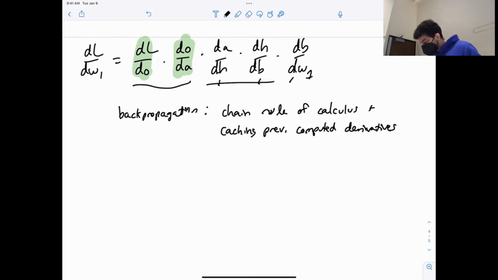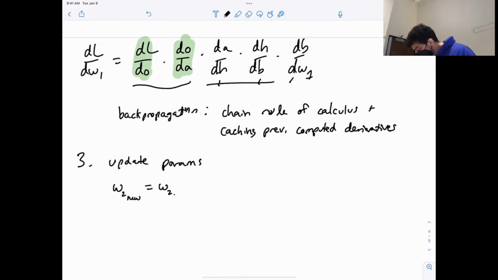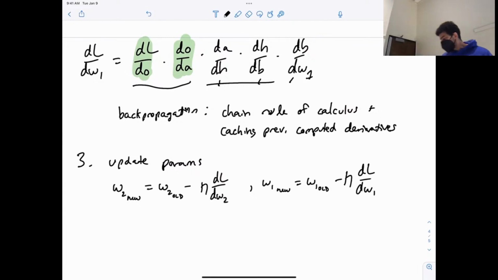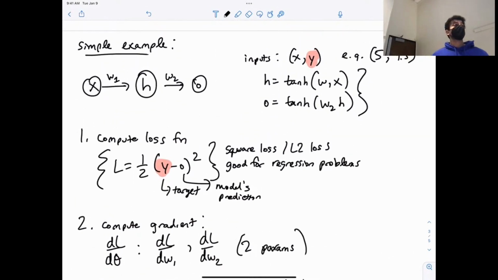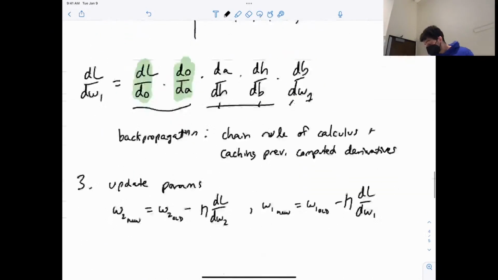Okay, so I forgot the third step of our gradient descent, which was just to update our parameters. This is very straightforward. Now that we actually have these two derivatives, we compute W2 new equals W2 old minus the learning rate times the derivative that we just computed, and the same thing with W1. With this, we've just made this network better, so that next time it sees the input 5, hopefully the output is closer to 4.3. That's basically what we wanted to do.